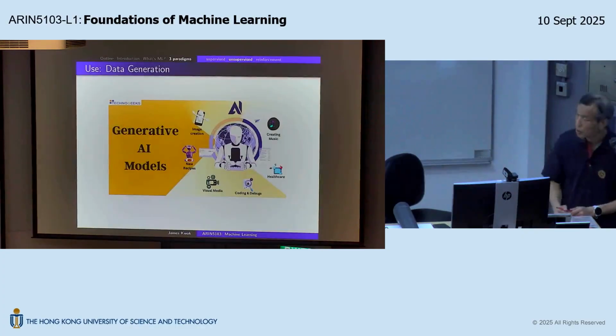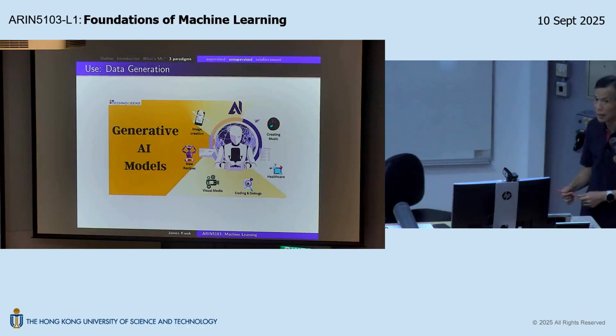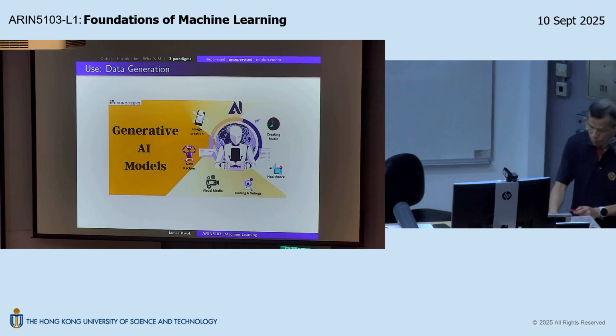Of course, you can also use unsupervised learning for data generation. That is, you're given lots of X, and you try to learn the underlying data distribution, and then after that, you can draw samples from the learned data distribution. This data can be images, and then you do image generation. It can be time series, natural language, whatever. So this is unsupervised data generation.